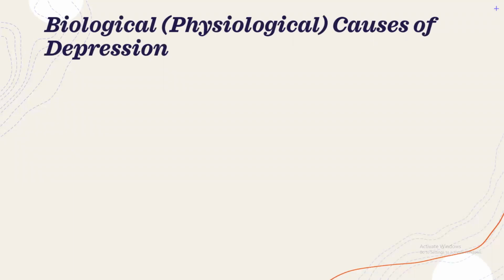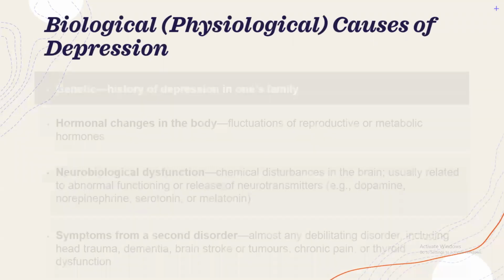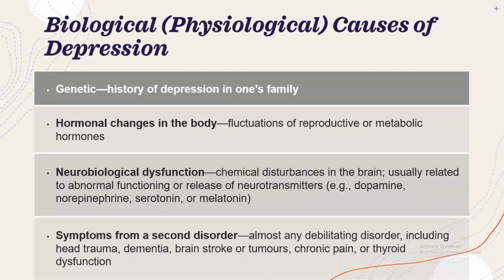There are also some biological or physiological causes of depression, which include genetics, a history of depression in one's family, hormonal changes in the body, like fluctuations of the reproductive or metabolic hormones, and neurobiological dysfunction, which includes chemical disturbances in the brain, usually related to abnormal functioning or release of neurotransmitters, for example, dopamine, norepinephrine, serotonin, or melatonin. Also, a cause can be a symptom of a second disorder, which is almost any debilitating disorder like head trauma, dementia, brain stroke or tumors, chronic pain, or thyroid dysfunctions.